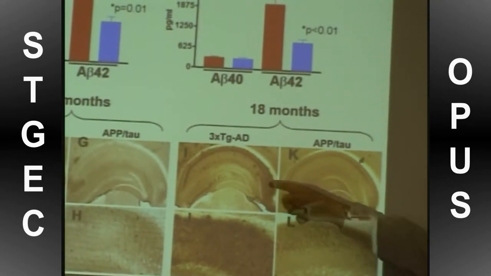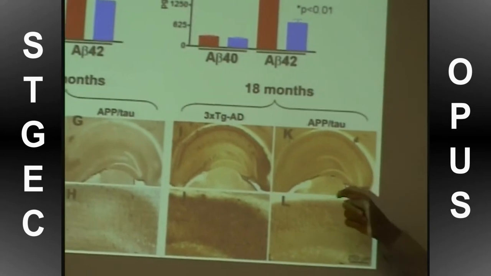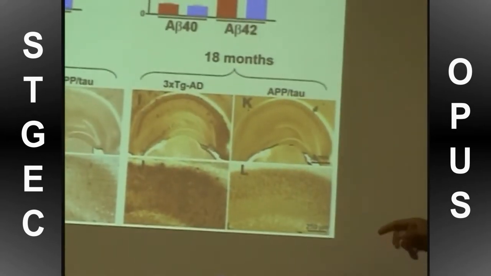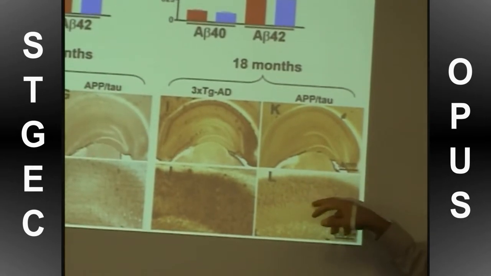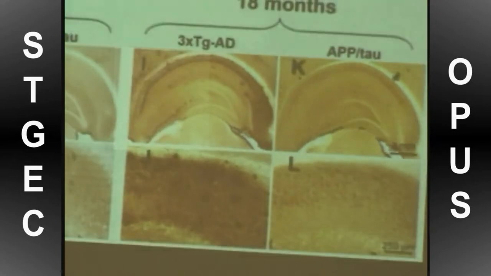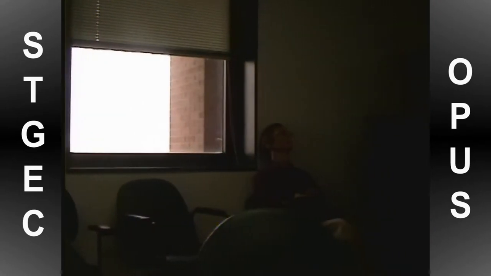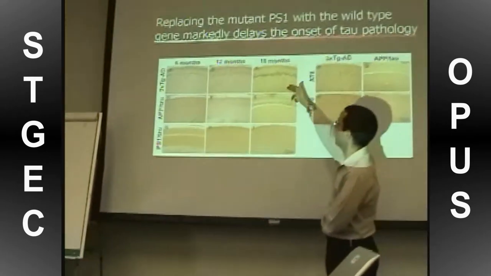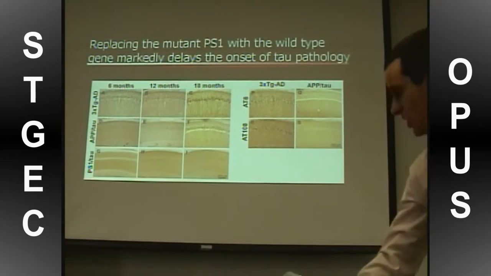Even just comparing the hippocampus at 18 months of age between triple transgenic and these APP tau mice, you can appreciate that there are basically no plaques at this age, and some soluble A-beta starts to be apparent at these 18 months of age. So there is much less tau pathology, the onset is decreased, and by comparing here the 18 months of age, you can appreciate there is a marked reduction in tau pathology.